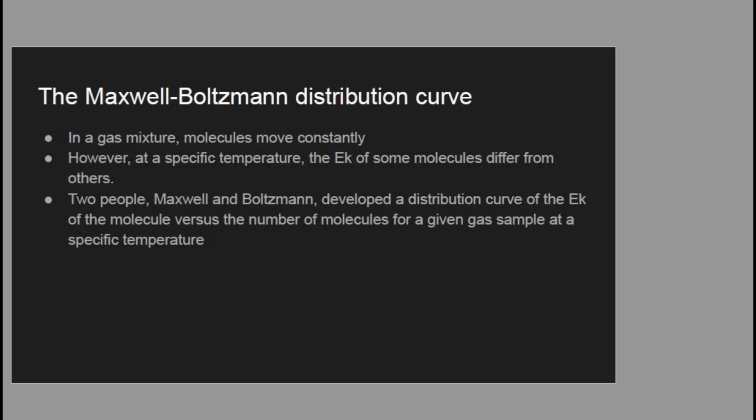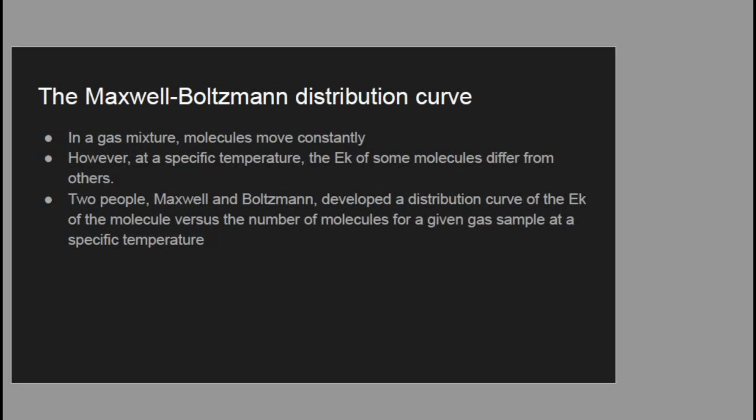Two people, Maxwell and Boltzmann. This wasn't one person, it was comprised of two people. They developed a distribution curve of the kinetic energy of the molecules versus the number of molecules for a given gas sample at a specific temperature. Let's read that again. These two scientists decided to develop a distribution curve of the kinetic energy of the molecules versus the number of molecules for a given gas sample at a specific temperature.